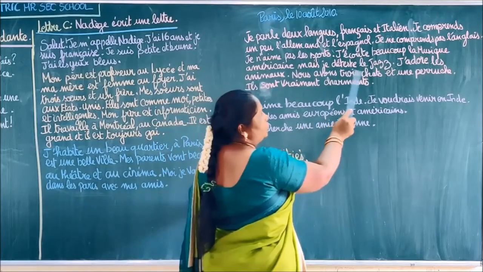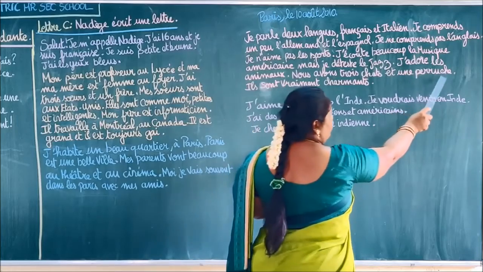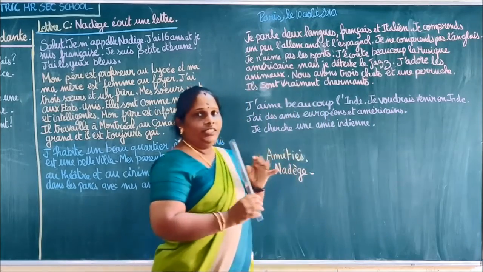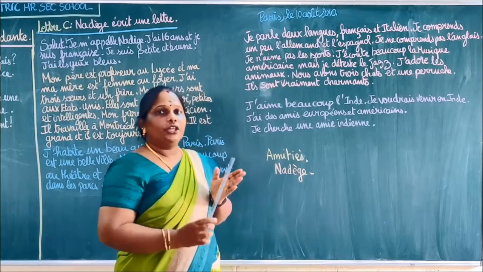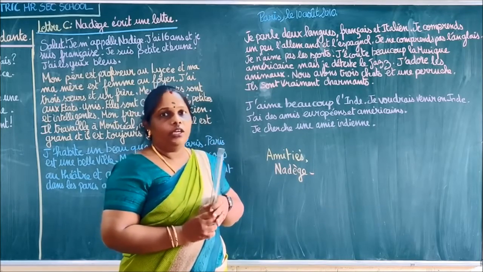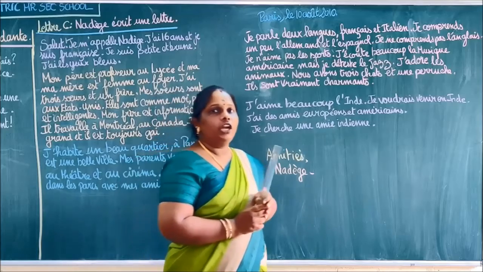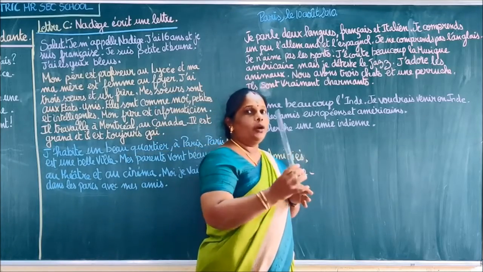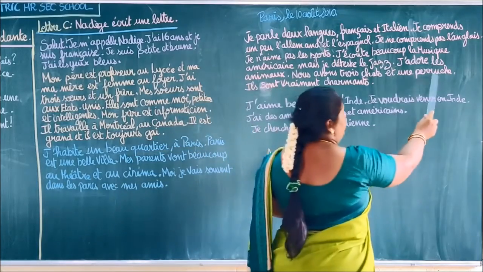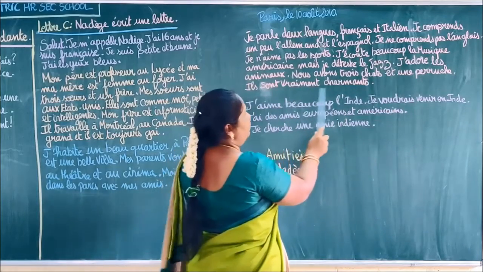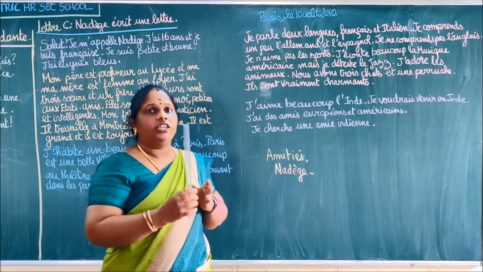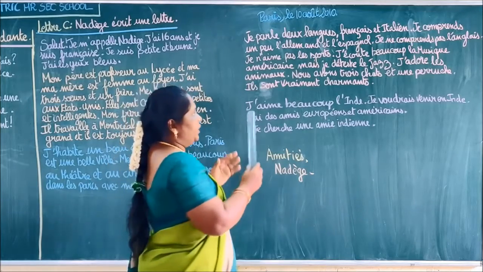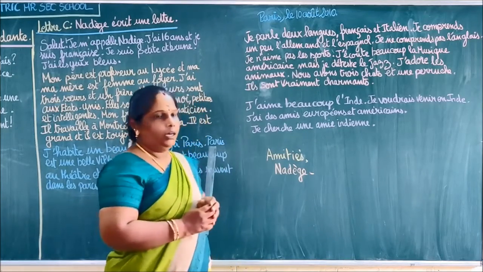Nous avons 3 chats et une perruche. So we have 3 cats. So she loves animals. She has 3 cats. Perruche is a kind of parrot. It's a big parrot that we call perruche, with a long beak. So une perruche. Ils sont vraiment charmants. They are very charming with us, very kind with us. So the animals are very kind with her.